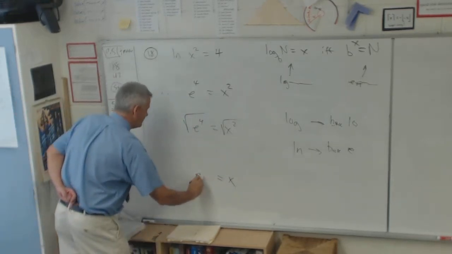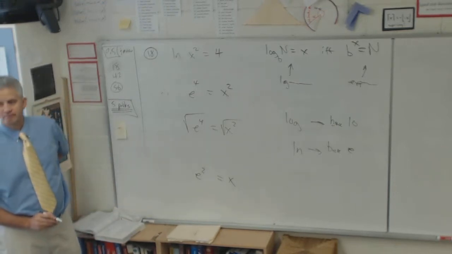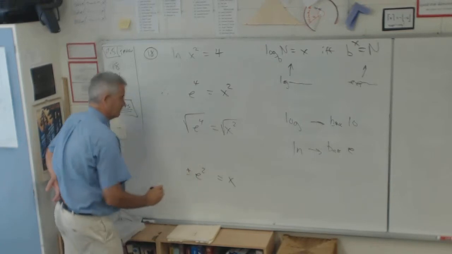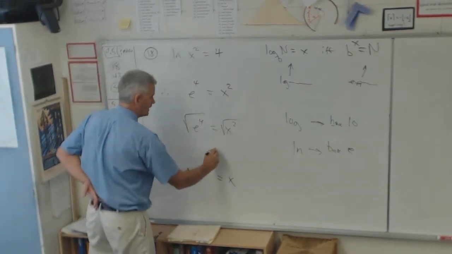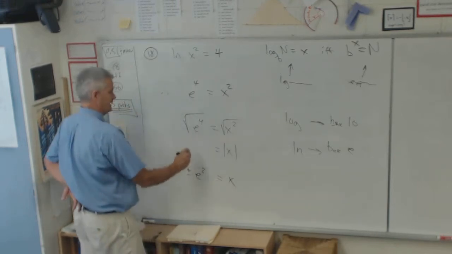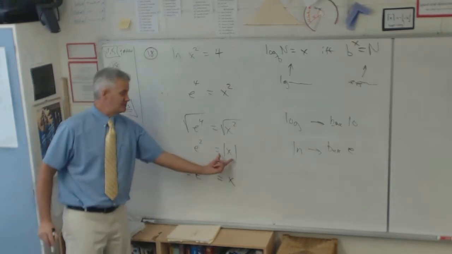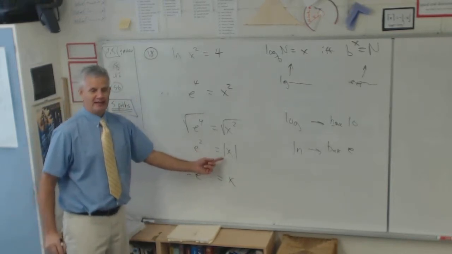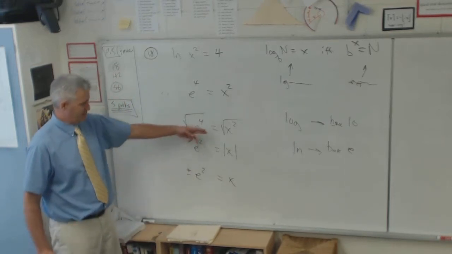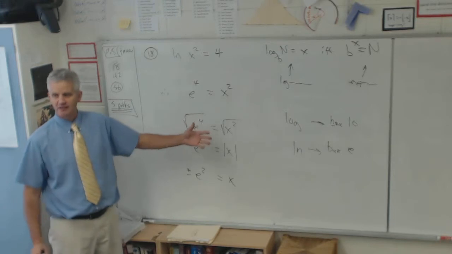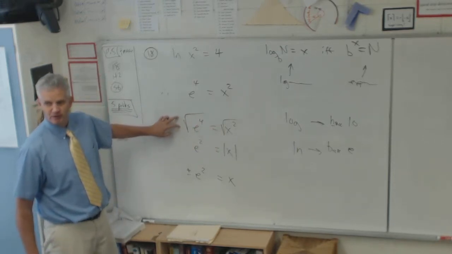X is e squared? Not quite. Plus or minus e squared. Because the principal square root of x squared is really the absolute value of x, and the principal square root of e to the 4th is e squared. And if the absolute value of x is e squared, then x itself is either e squared or the opposite of e squared. So we usually skip from here to here, and you add a plus or minus. A lot of times, as soon as you take the square root of both sides, you'll see teachers put a plus or minus in there.